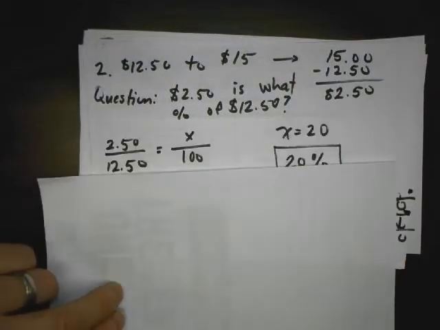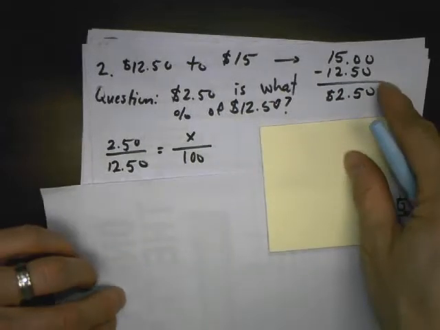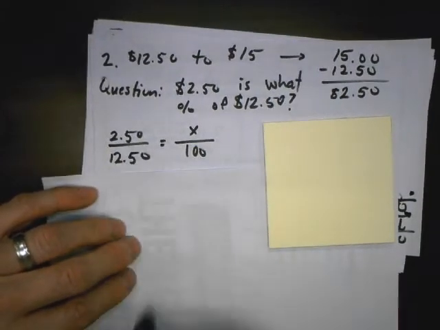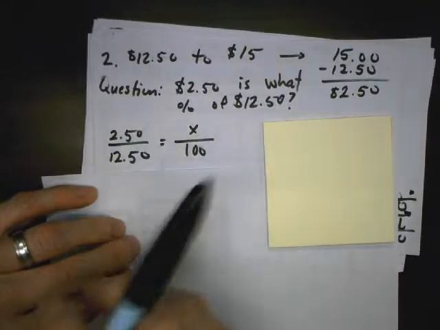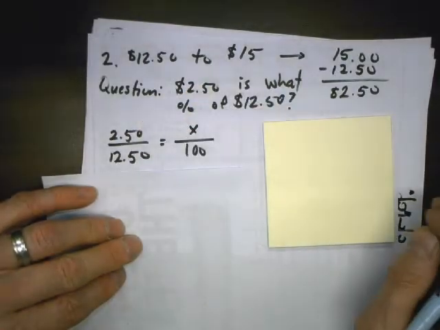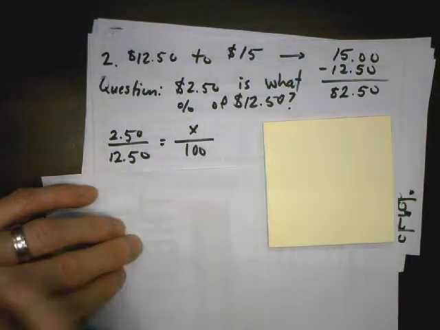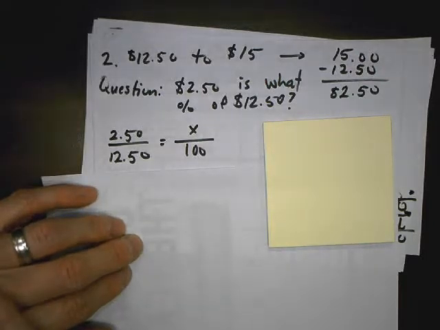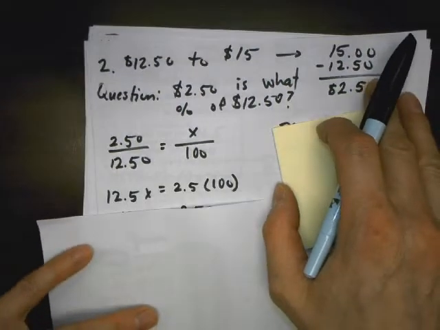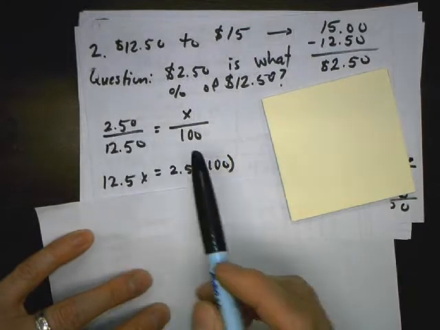Anything to do with percent, we use percent proportion. Percent proportion, we put is over of, new over old, and then percent over 100. I don't have the percent because they said what percent. So once I have a proportion, I know how to solve proportions. I cross multiply.